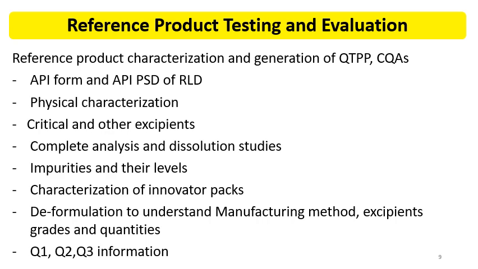Then reference product is also studied for the impurities and their levels, to have the understanding of whether the innovator is using a stable API or whether the innovator itself is getting degraded in some conditions. Characterization of the innovator packs. So whatever the packaging material is used by the innovator, that packaging material can be evaluated, and based on that the packaging material can be selected for the generic formulation.